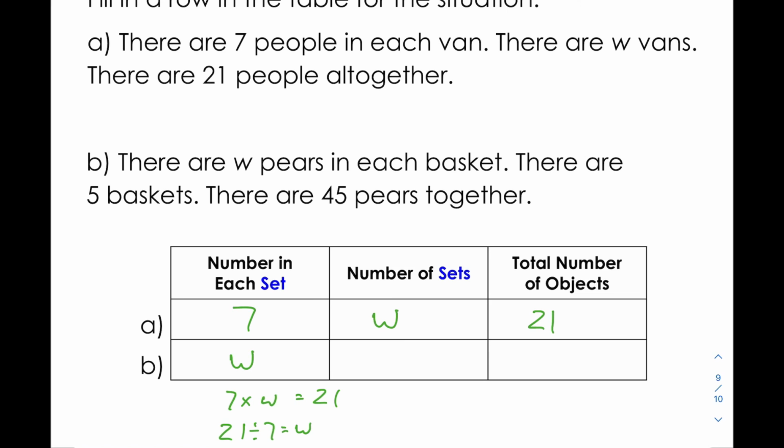Question B, there are W pairs in each basket. So this is the missing amount. There are 5 baskets, that's the number of sets, and there are 45 pairs altogether. So in this case, it would be W times 5 equals 45, or 45 divided by 5 equals W. And the answer for that would be 9. 9 times 5 is 45.